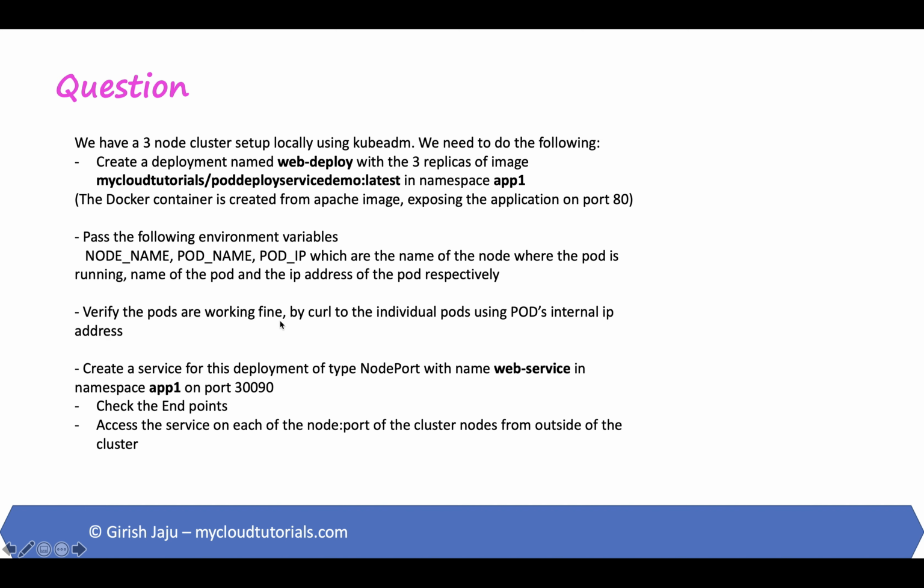Verify that the pods are working fine by using curl to individual pods' internal IP address. Then we have to expose this deployment as a service of type NodePort so that we can access this service from outside of our Kubernetes cluster. Once the service is created, we should check the endpoints and try to access the node and the port URL from outside of the Kubernetes cluster.